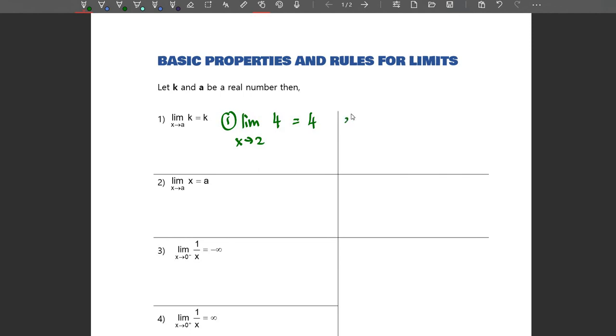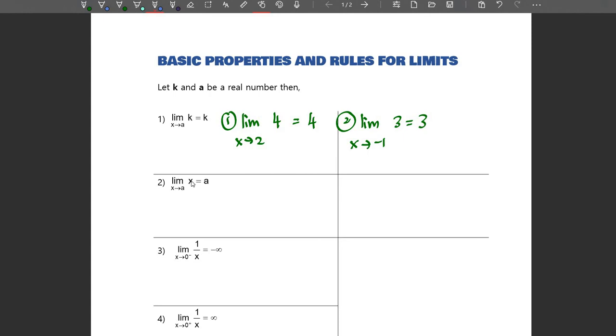And the next example, let's say we have the limit as x approaches negative 1, and the value here is 3. So here it is equal to 3, because there is no x where we can substitute the value negative 1.